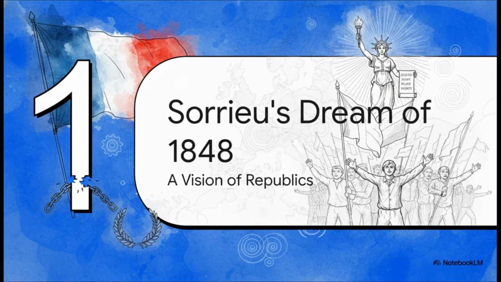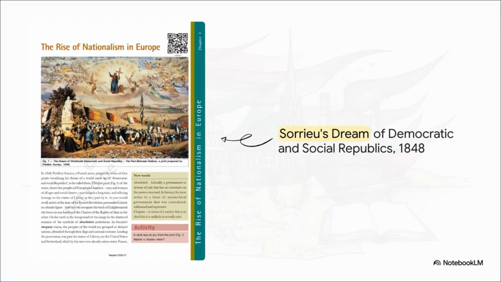Sorrieu's Dream of 1848, A Vision of Republics. Okay, let's begin our historical inquiry in the pivotal year of 1848. This was a time of massive, continental, revolutionary upheaval. What is truly fascinating here is the sheer scale of the artist's imagination.